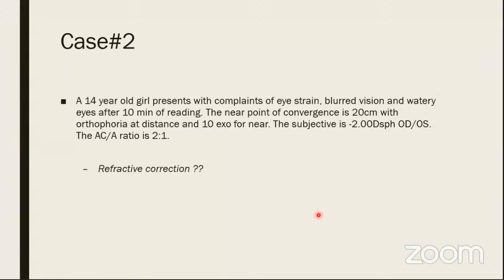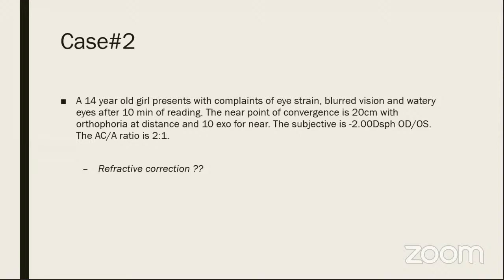Okay, so now the next case. A 14-year-old girl presents with complaints of eye strain, blurred vision, and watery eyes after 10 minutes of reading. The near point of convergence is 20 centimeters, and she is ortho at distance and exo at near. The subjective refraction is -2 diopter in both eyes, OD and OS, and the AC/A ratio is low. So what do you feel? Would you prescribe this refractive error?